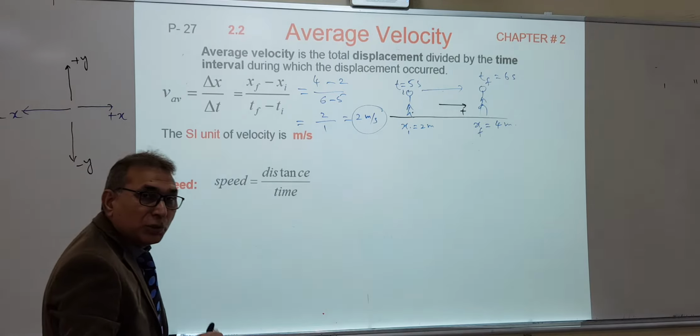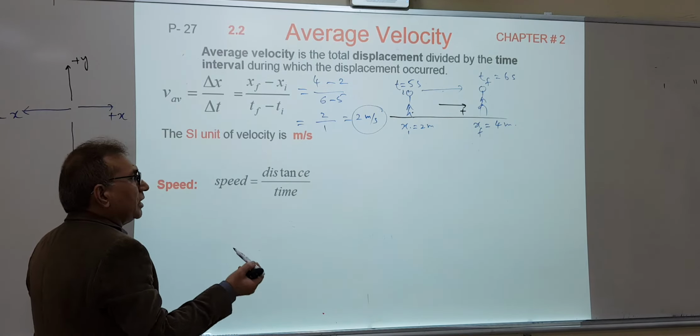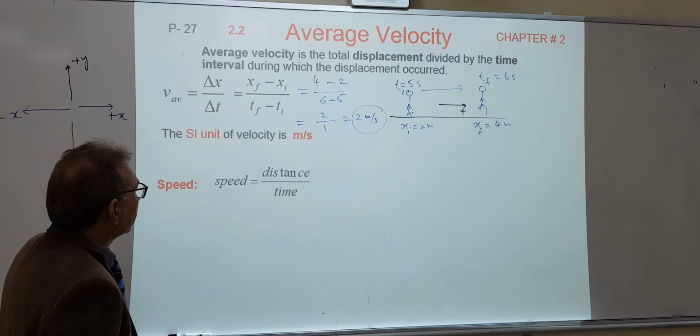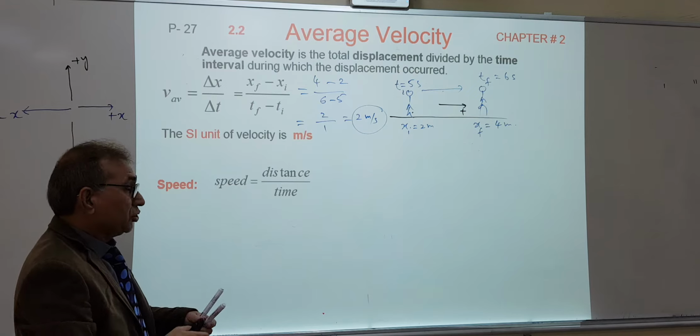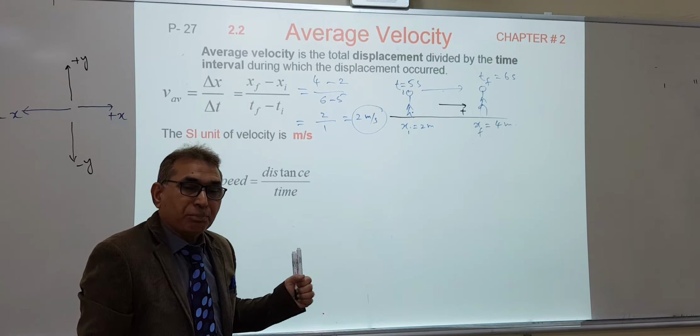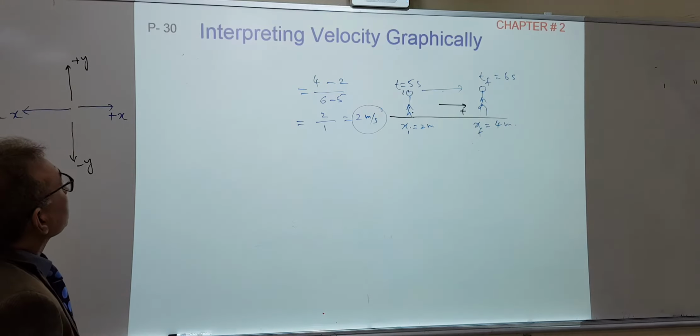Speed has no direction, only magnitude. What does magnitude mean? Number and unit. For example, 2 meters per second or kilometers per hour, whatever you like. So keep in mind that the speedometer of your car tells you simply the speed, not the direction, not the velocity. All right.